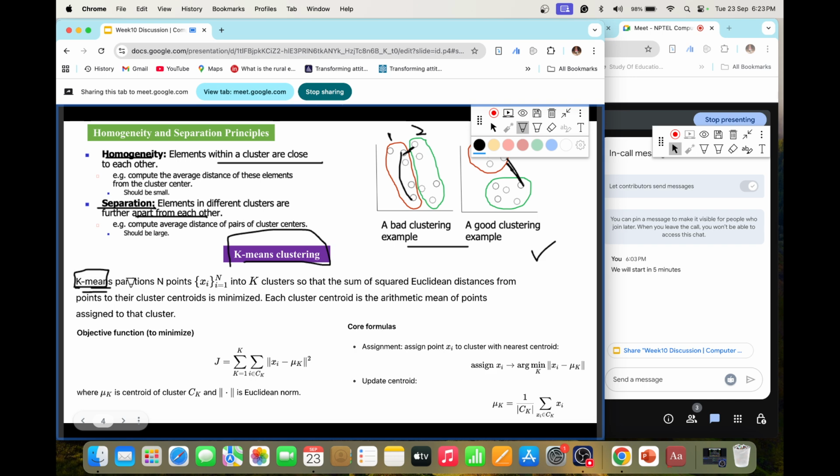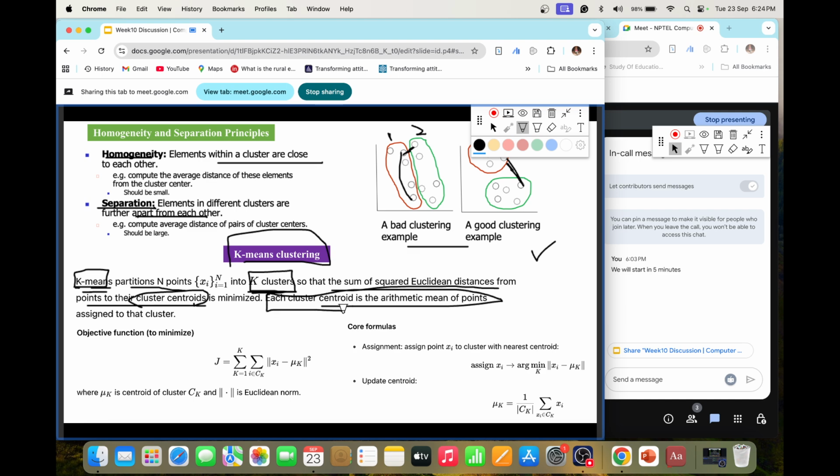Okay, so k-means clustering partitions n points xi, from i equals 1 to n, into k clusters, so that the sum of squared Euclidean distance from the point to the cluster centroid is minimized. Here the cluster centroid is made by means. So k means k clusters, and the cluster centroid is nothing but the mean of the cluster. Each cluster centroid is the arithmetic mean of the points. So that is why k-means.